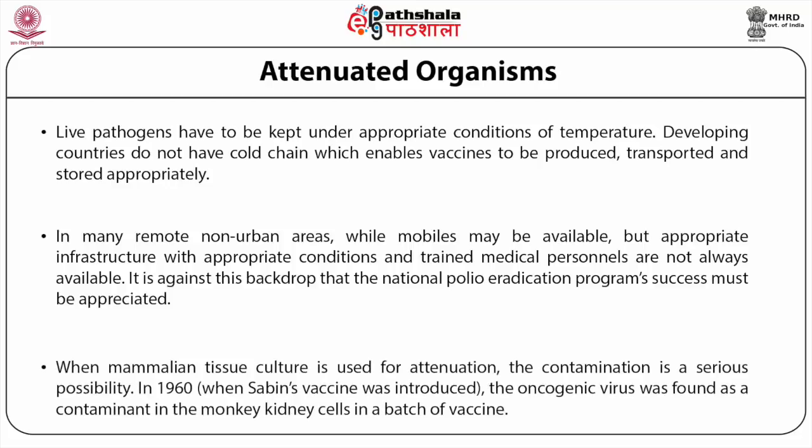When mammalian tissue culture is used for attenuation, contamination is a serious possibility. In 1960, when Sabin's vaccine was introduced, an oncogenic virus was found as a contamination in the monkey kidney cells in a batch of vaccine.